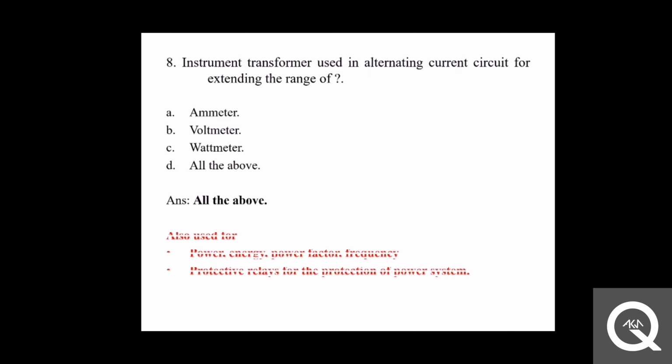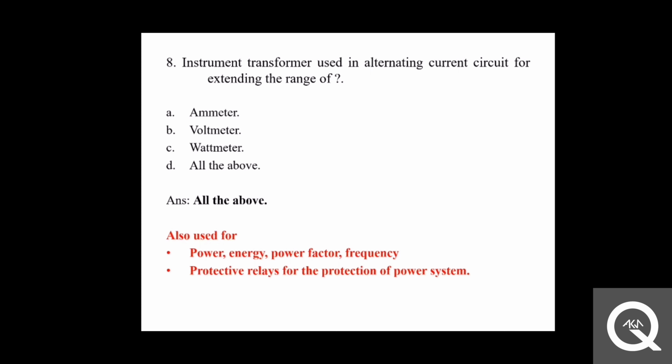Next question. Instrument transformer used in alternating current circuit for extending the range of option A ammeter, B voltmeter, C wattmeter, D all the above. Instrument transformer used in alternating current circuit for extending the range of current, voltage and power. So the answer is all the above.